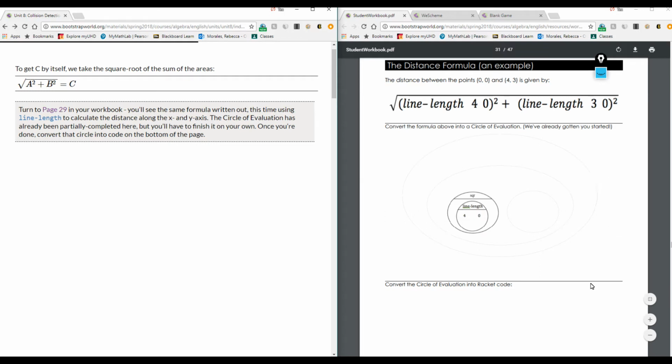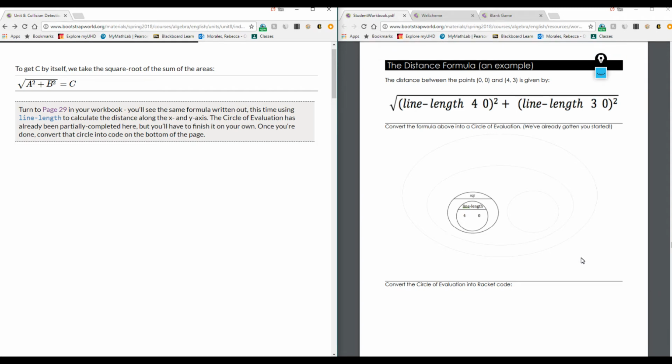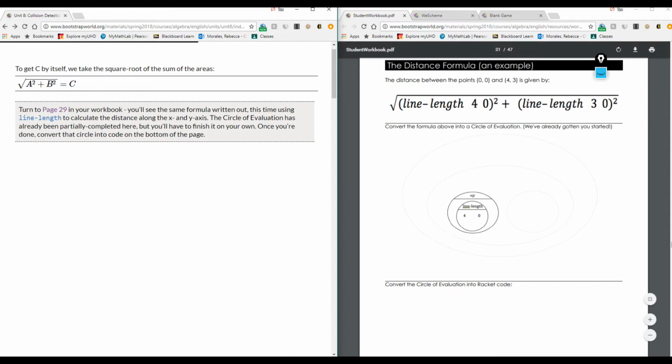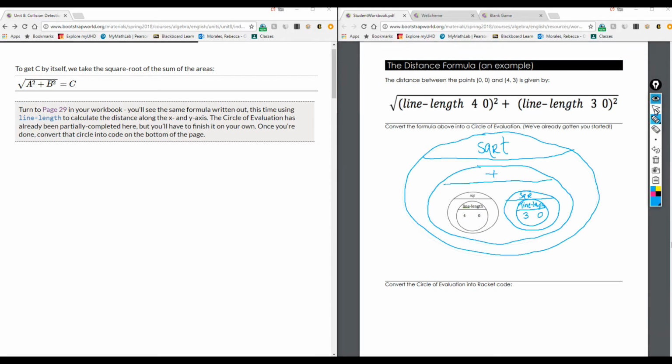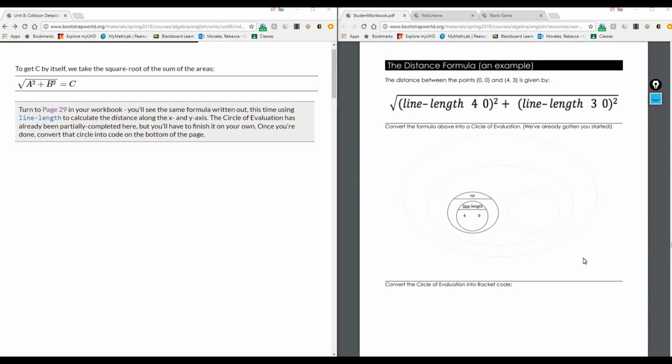I want you guys to pause the video and try filling in the circle. I will unpause in just a second and show you my circle of evaluation, and then again you'll pause, turn it into Racket code, and then I will show you my Racket code for it. I'm going to give you a few more seconds. All right, I'm going to show you my circle of evaluation. Now I want you to pause the video and make your Racket code. And I'm going to show you my answers now.